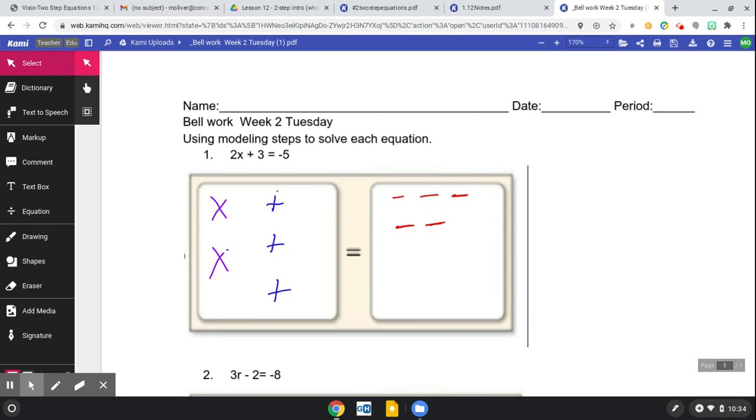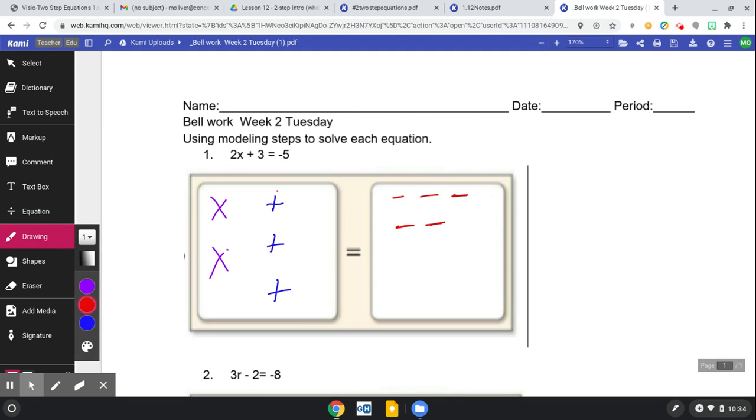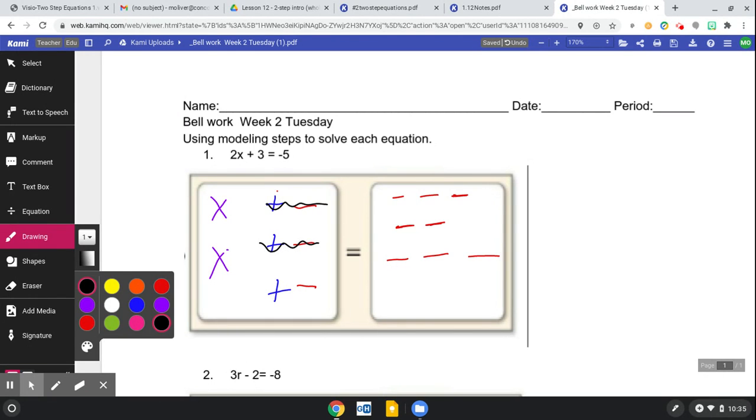And remember, I can't just pick up these three positives and put them on the other side. You can only remove them by giving your zero pairs on the side with the variable. So my job is to cancel out all three positives with three negatives. And because I added the three negatives, I have to add three negatives to this side to keep it balanced. And then what that does is make these cancel. They make my zero pairs.